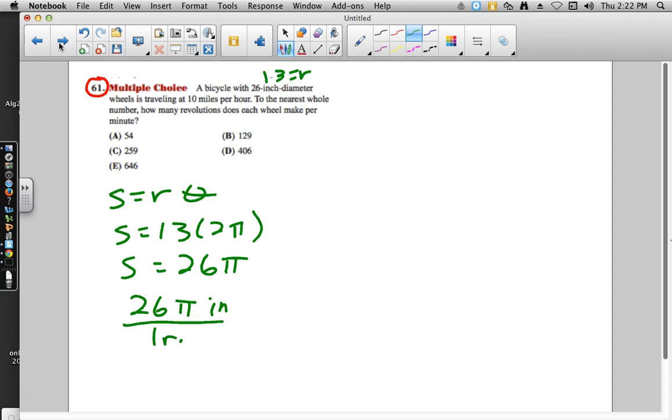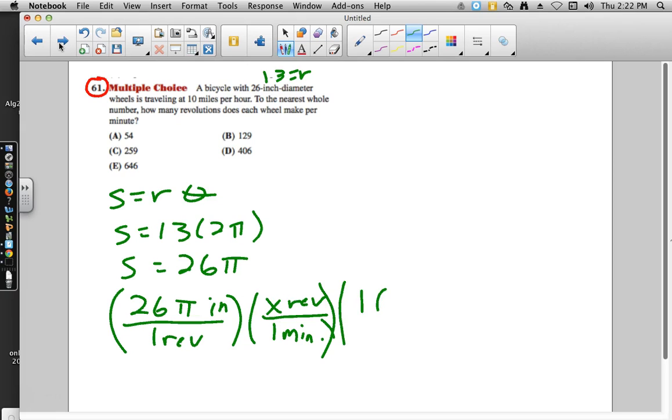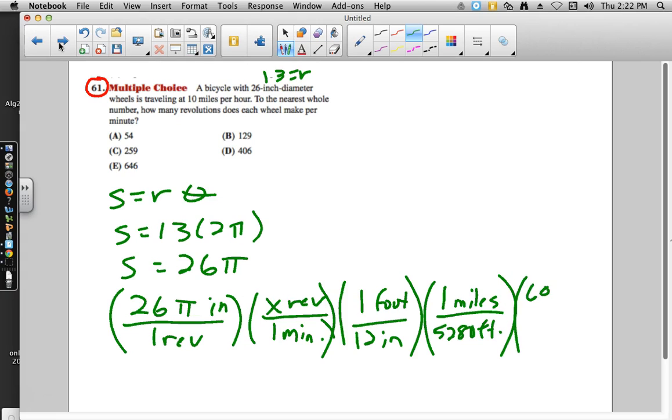26 pi inches in one revolution. We want to know, and I'm going to make that x, how many revolutions in 1 minute. And we know that 1 foot gives us 12 inches, and 1 mile is 5,280 feet, and there are 60 minutes in an hour.